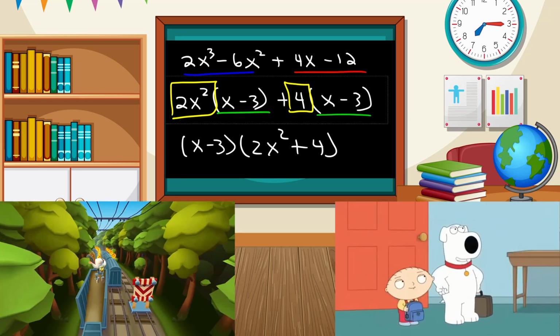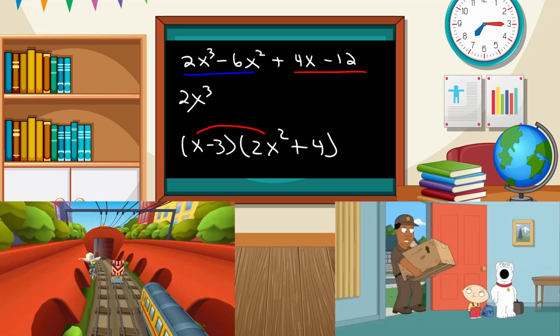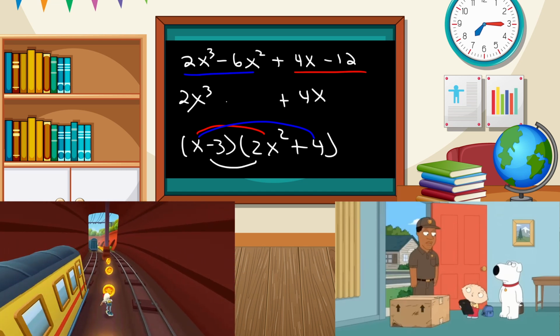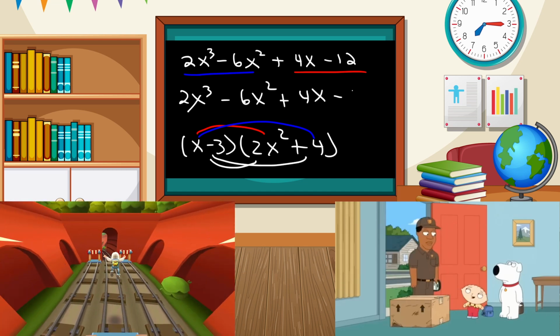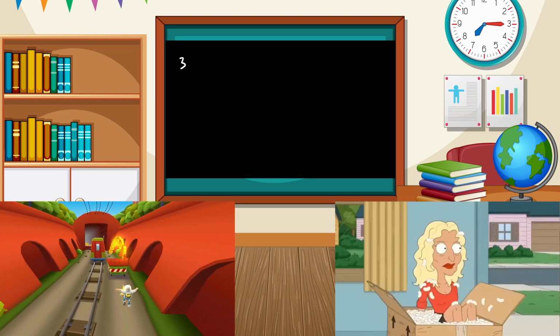Now, if you want to confirm it, you can FOIL. So let's do that. X times 2x squared, that's 2x cubed. And then x times 4, that's 4x, which I'll write here. Negative 3 times 2x squared is negative 6x squared. Negative 3 times 4 is negative 12. And so that's how you can check your work. Now, let's try another example.